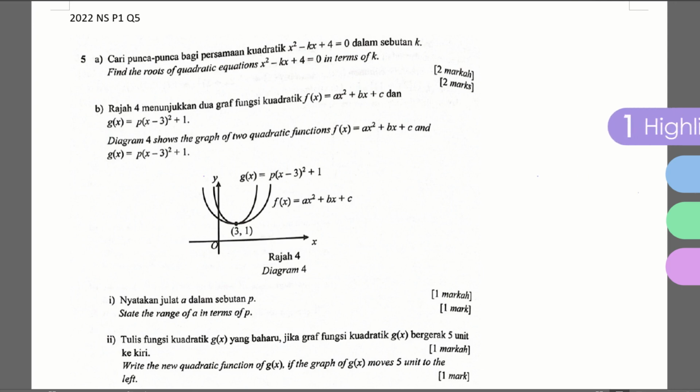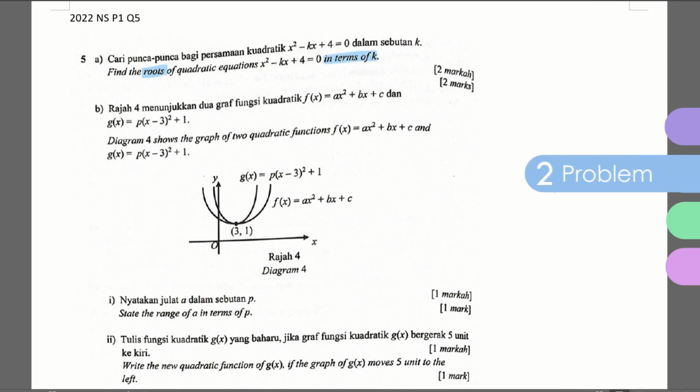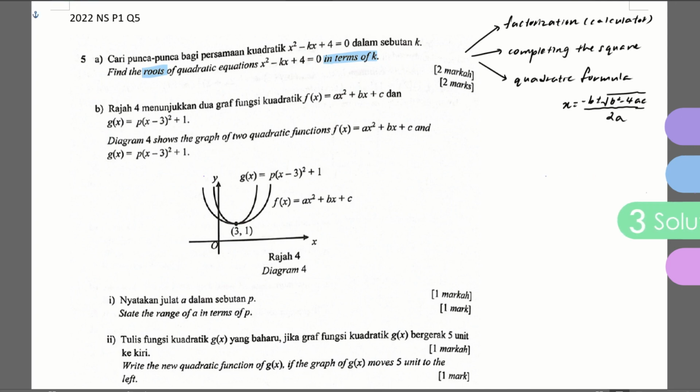In part A, we are given a quadratic equation and they're telling us to find the roots in terms of k. So roots meaning we need to find the value of x. So there are actually three ways: factorization, completing the square, and quadratic formula.